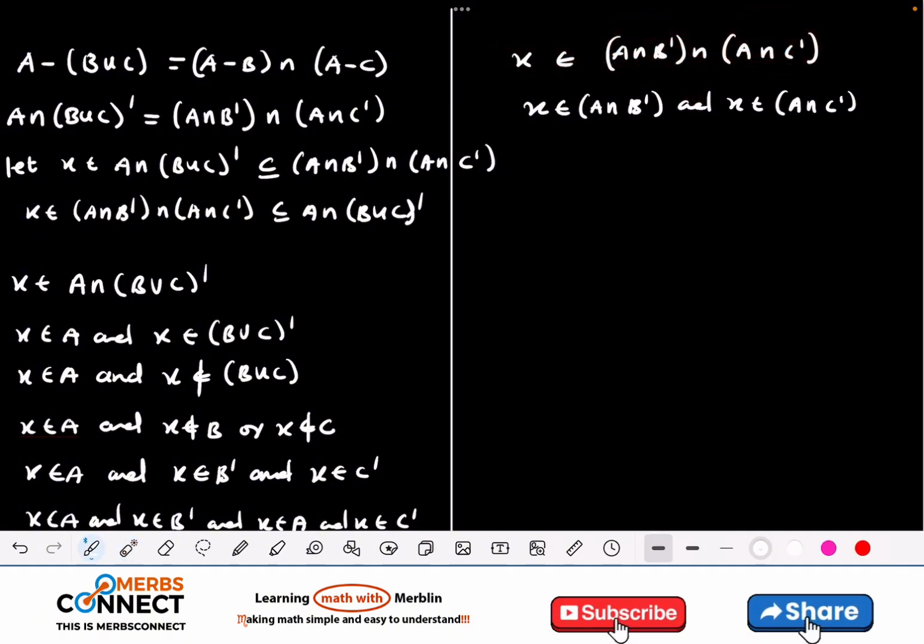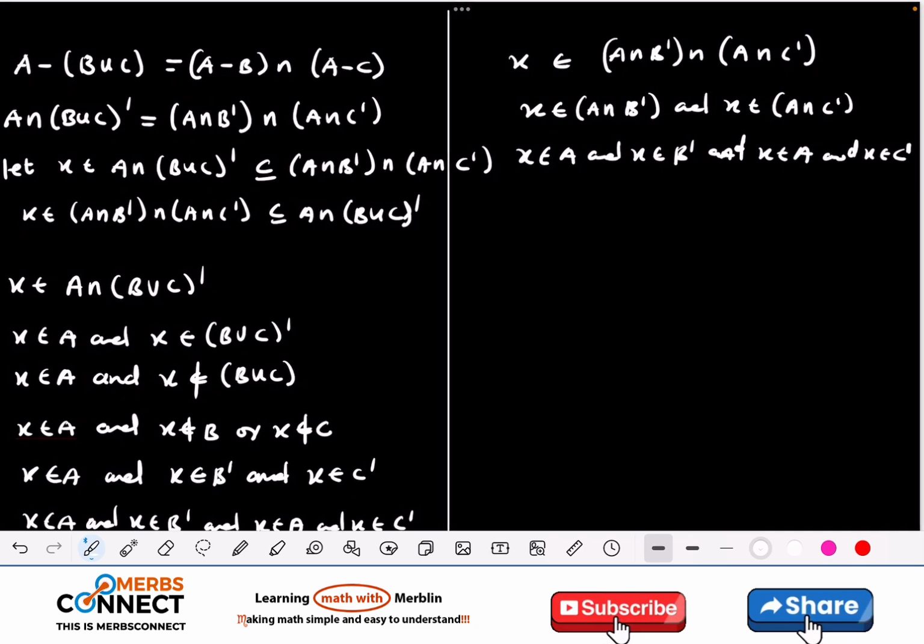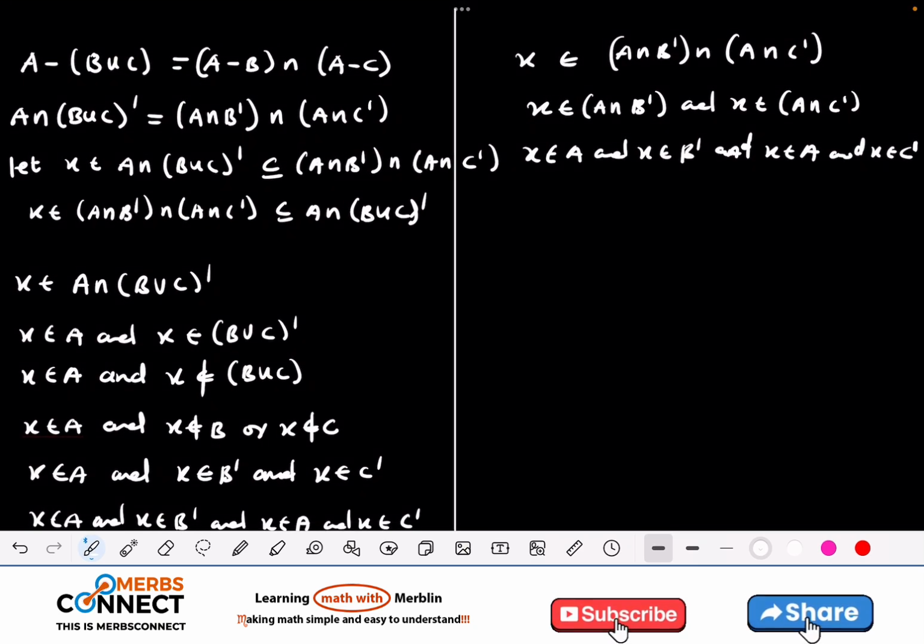So now that I'm done, I can expand because I don't have any complement. If I have a complement, then I need to make sure it comes here before I expand. Since I don't have a complement on the bracket, this is going to give us X belongs to A and X belongs to B prime, and X belongs to A and X belongs to C prime, right? So that's what you are going to have. Now, since we are done with the expansion, let's go and check there.